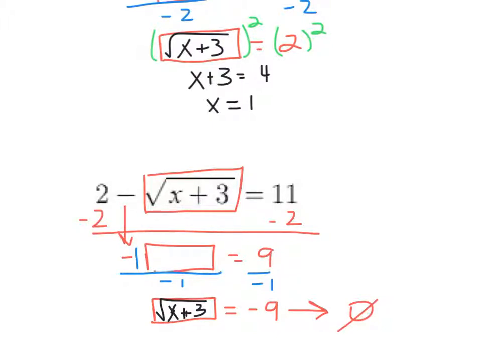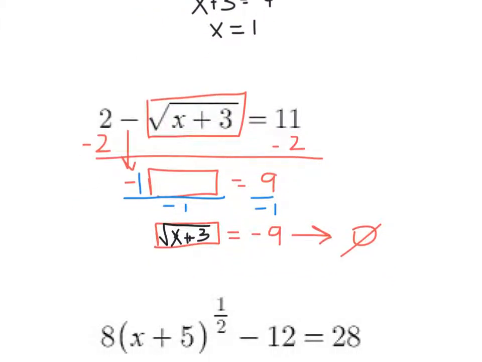Now let's say I pretended and I didn't know that. Here's what I would do. What would we do next usually? And so I'm going to come over here in green and write what our next step would be. Our next step would have been to do square root of x plus 3 squared equals negative 9 squared. So I get x plus 3 equals 81. So I get x equals 78.